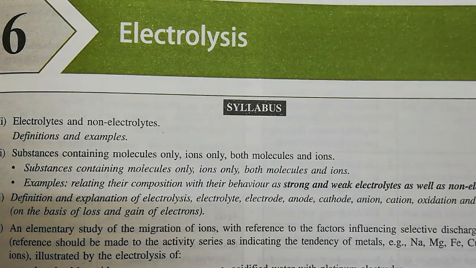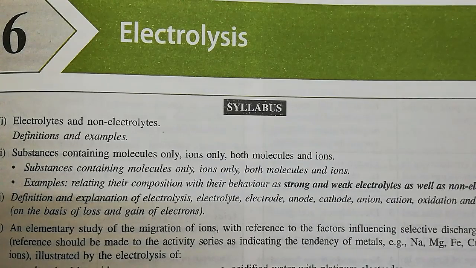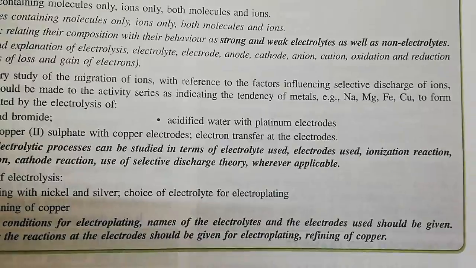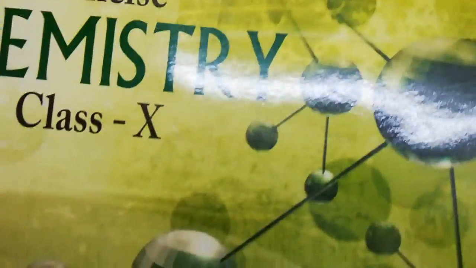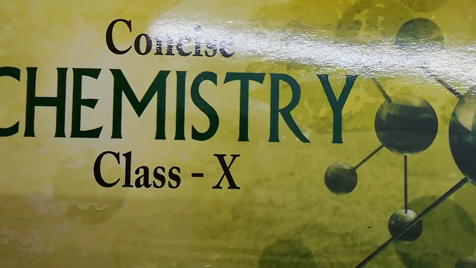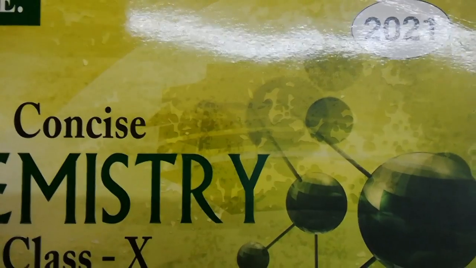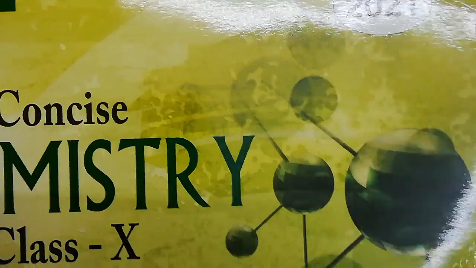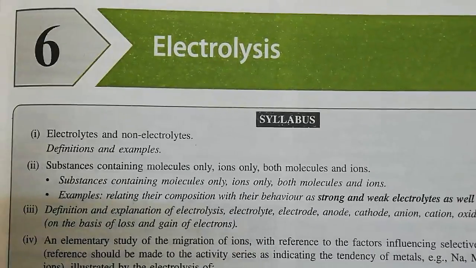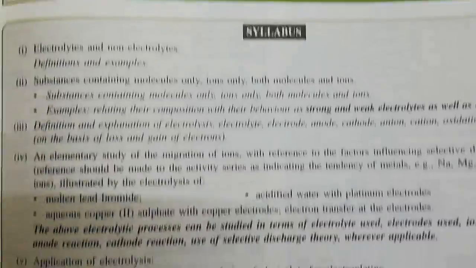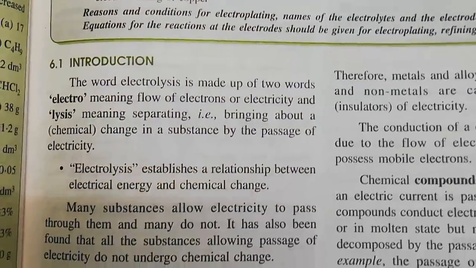I am Ranjan Das, and I would like to discuss a very new chapter for ICSE class 10, and that is electrolysis. Electrolysis is the sixth chapter of the ICSE class 10 book, and we will discuss this chapter taking reference of the book, this one, Concise Chemistry class 10, latest edition. Okay, let's open page number 101. Electrolysis. At the very first, let's see the introduction.